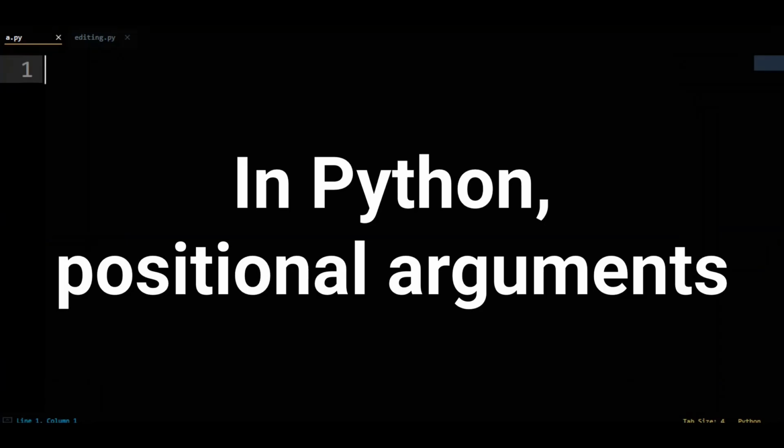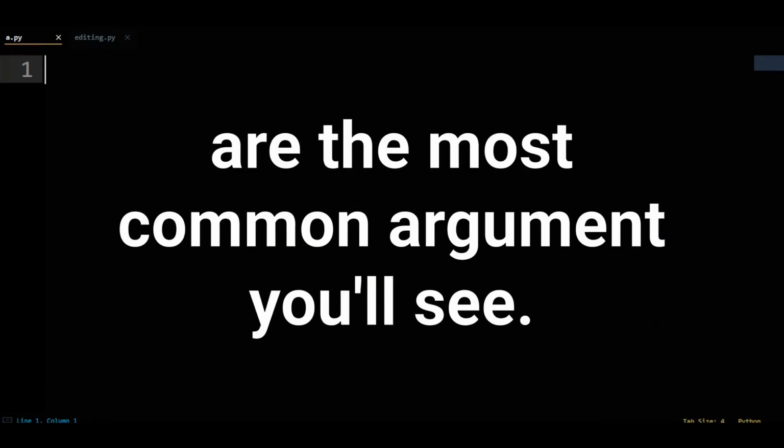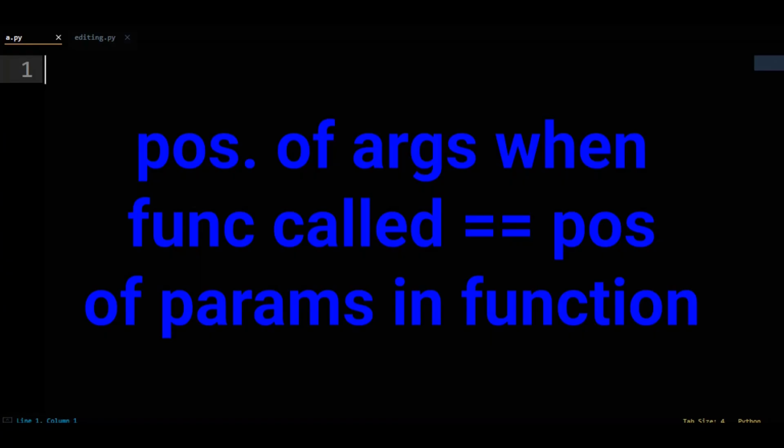In Python, positional arguments are the most common argument you'll see. Put simply, the position of the arguments are the same as the position of the parameters in the function. For example, def func that takes in A, B, and C. We'll write out some f-strings that print out exactly what A, B, and C are.